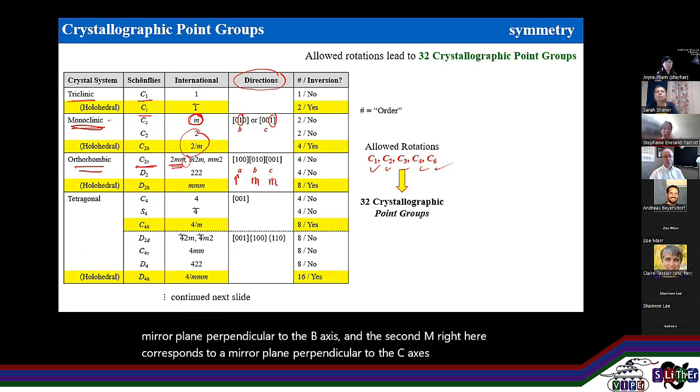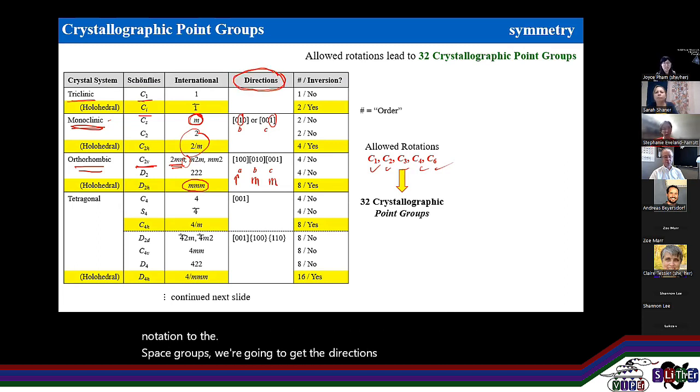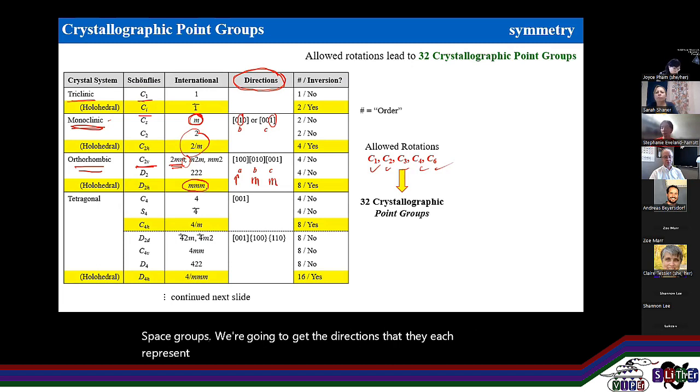And so going from the international notation to the space groups, we're going to get the directions that they each represent, essentially. So MMM here corresponds to a mirror plane perpendicular to A, perpendicular to B, and perpendicular to C, 3 different mirror planes.